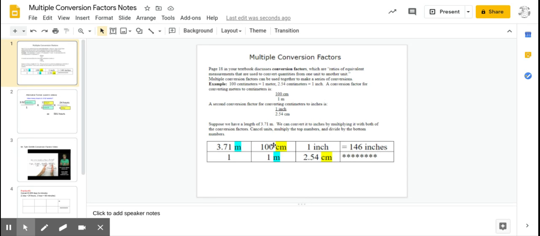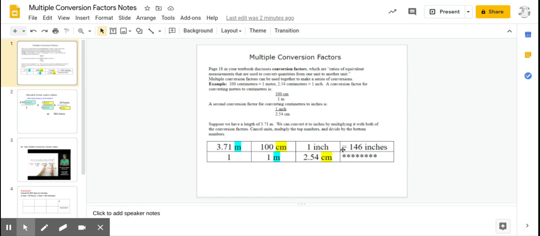Now notice how the unwanted labels cancel. Meter starts off here. Notice how it's highlighted in blue. Because this conversion factor is set up this way, the meter cancels top and bottom. Centimeter, highlighted in yellow, cancels top and bottom as well. The only label left is inches.